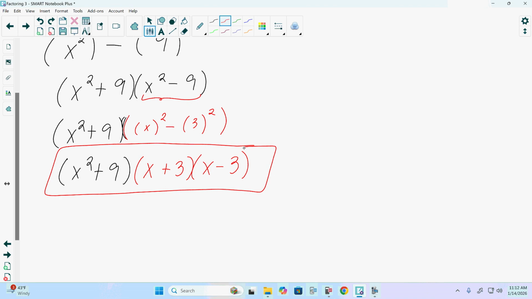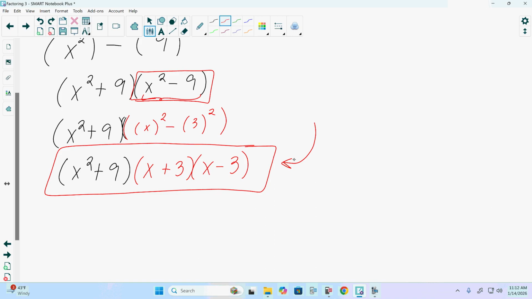Questions on this here? So really what we did is what we did on the first step. We just applied it to x squared minus 9 and did it one more time. So x squared plus 9 times x plus 3 times x minus 3 is the final answer.